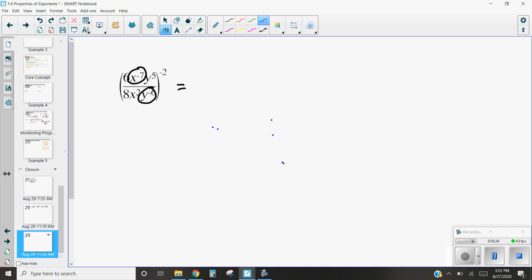So we're going to have our 6, and then we're going to have y to the 5th, and this y to the 6th is going to move up, and then we're going to have our 8 and our x squared, and that x to the 7th is going to move down. So that moved down, that moved up, and this whole thing is still to the power of negative 2.